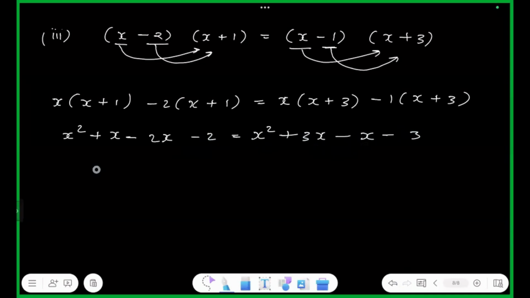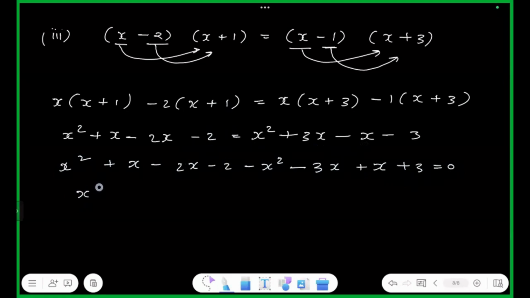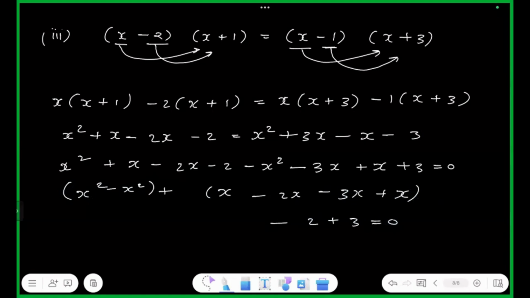Okay. Now see, x square plus x minus 2x minus 2 minus x square minus 3x plus x plus 3 is equal to 0. Now using brackets, we can do it easily and we don't get confused. x square minus x square, plus all the x terms: x minus 2x minus 3x plus x, and then minus 2 plus 3 will equal to what? 0. Now here the x's of plus and minus will get cancelled. Okay, so we will get 0 here.